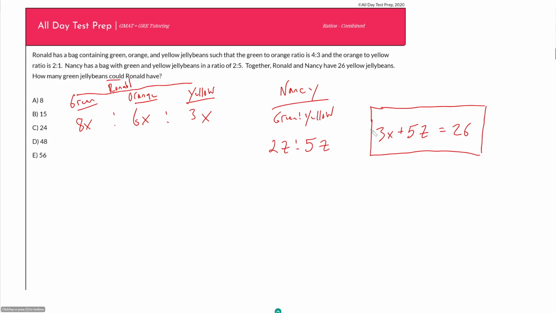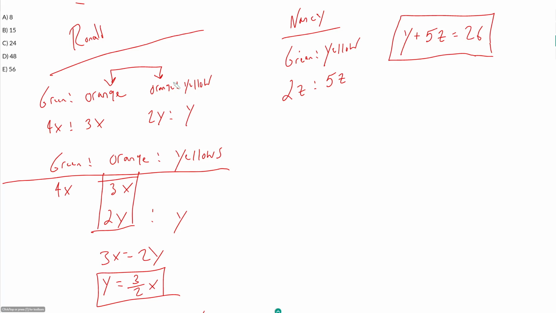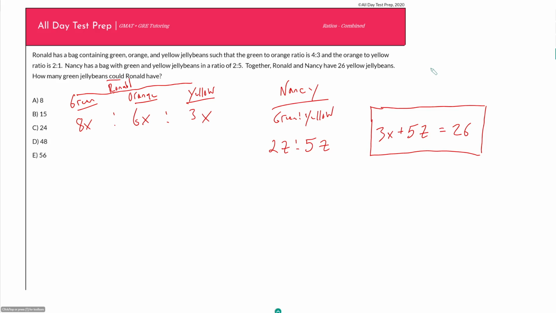So if they're asking us about something about x, right? Because they're asking for what could 4x be, Ronald's green jelly beans, but they only gave us this one equation that didn't tell us anything about x. It only told us about y and z. So all we were able to do was find a way to introduce x into this equation, replace our y with a 3x. I don't think we can do anything else. So this should be enough to get to our answer.